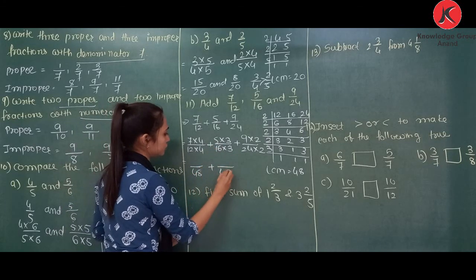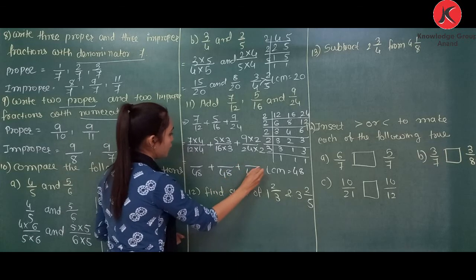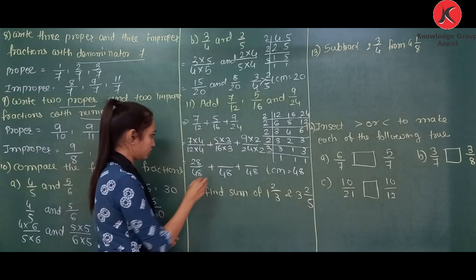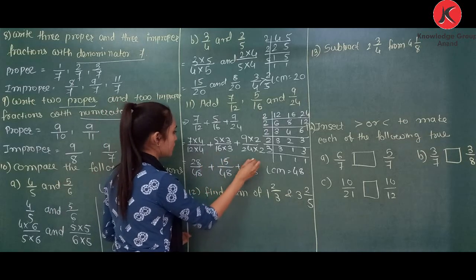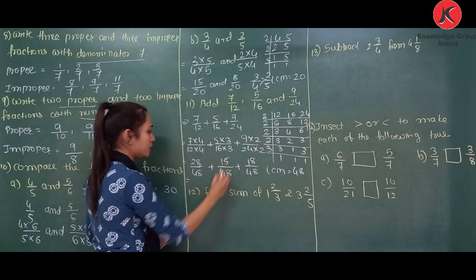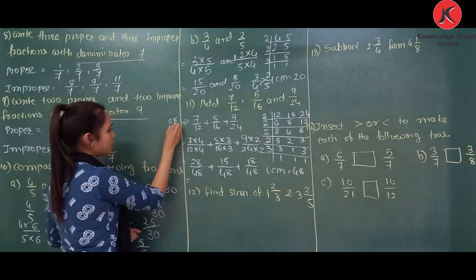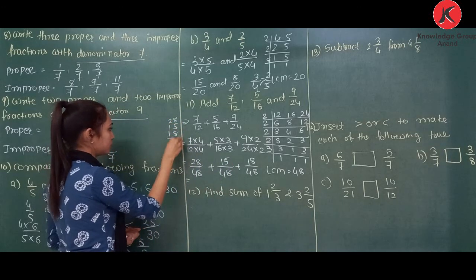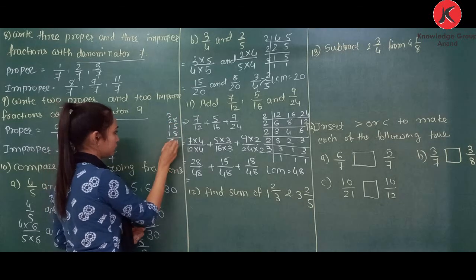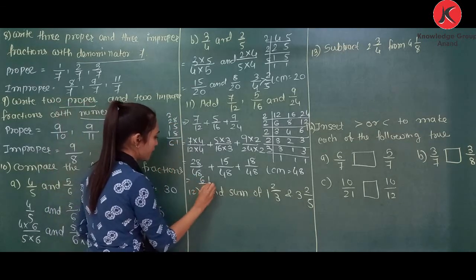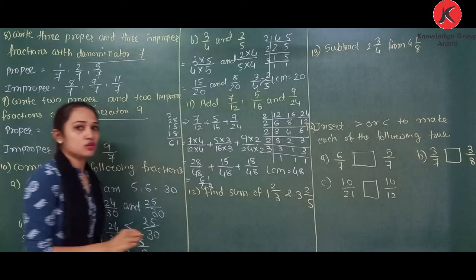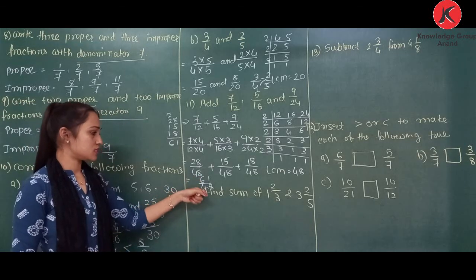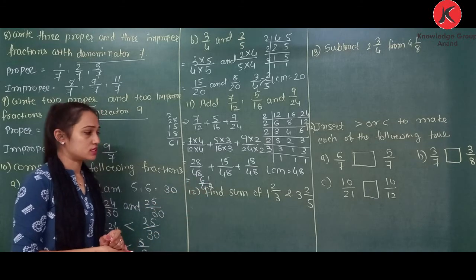48. Numerator is 28, 15 and 8. Now add the numerator. So 28 and 15 and 8 gives 61 by 48. So that will be your answer. You can convert this into a mixed fraction. Divide 61 by 48, and you will get the answer.